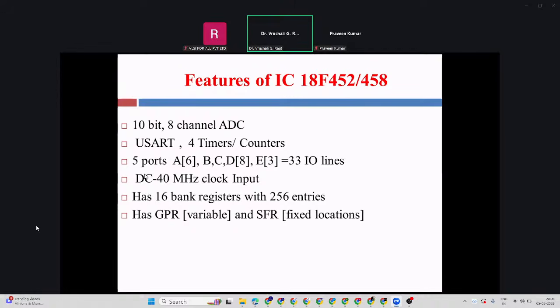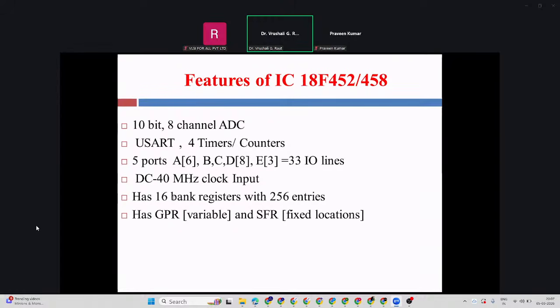Then DC to 40 megahertz clock input. It operates on this range of frequency starting from DC up to 40 megahertz. If you remember, for 8051, approximately 12 megahertz was the clock. So obviously, this is working at higher frequency. Do you remember what is meant by this? Higher frequency means machine cycle will be faster and the further operation will be faster.